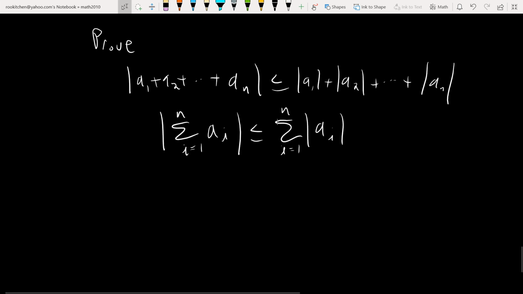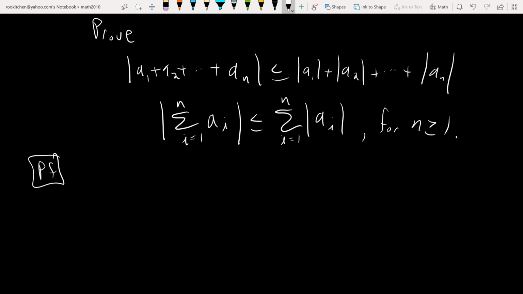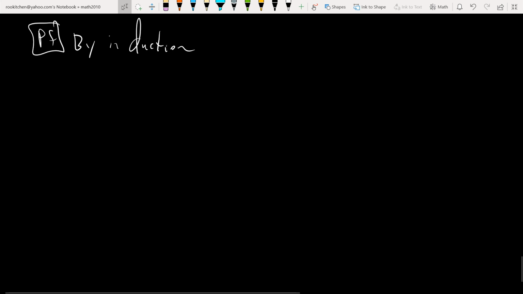Okay? So we're going to do this by induction, and we want to show that this holds for integers n greater than or equal to 1. Okay, so this is a proof by induction. How is this going to work? So first, the basis step.